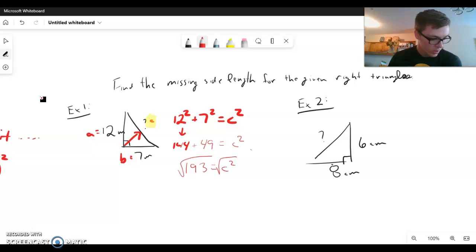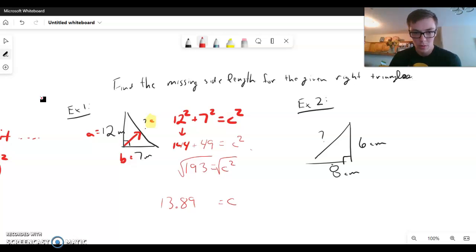It says 13.89244. So let's just round this to the nearest hundredths like we've always been doing. So this one's going to be 13.89, and that equals my c, because now c squared and c are canceled out. Now remember, we don't have to worry about the negative here because you can't have a negative side length for a triangle, so we're okay with that.